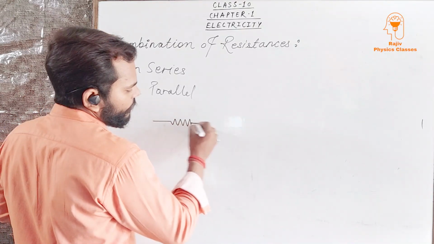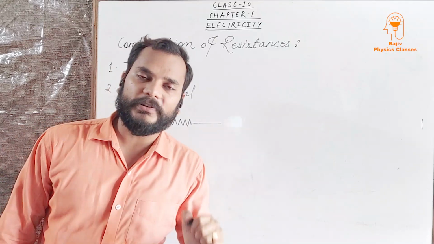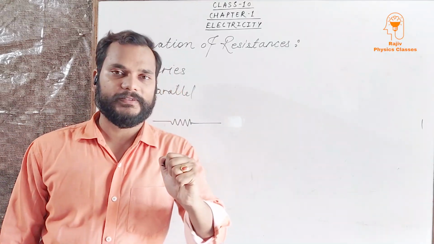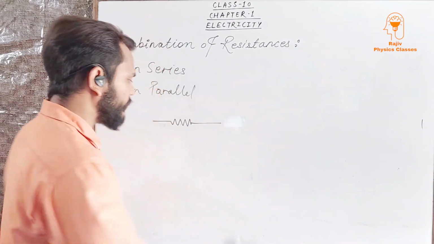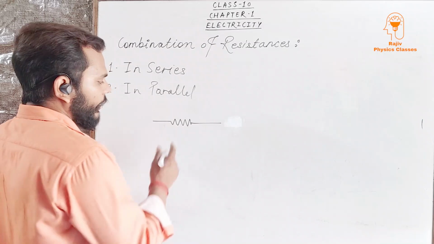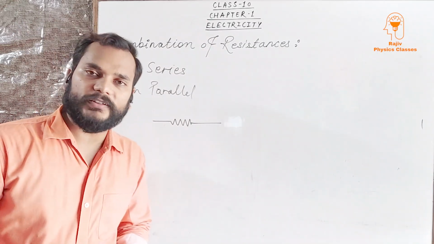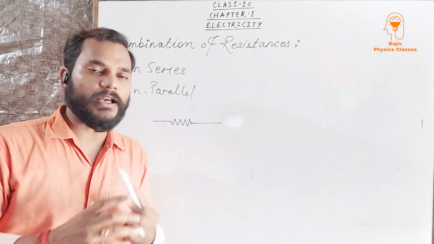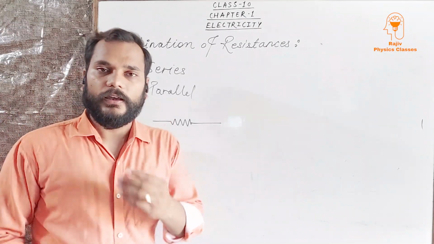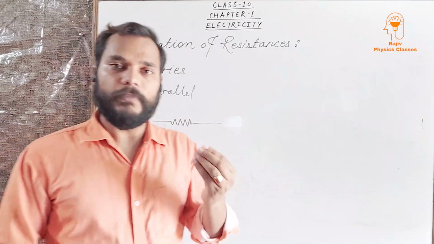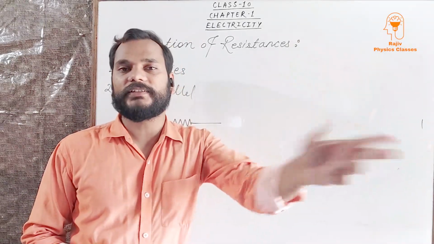Now, what is this? This is the symbolic representation of resistance. We have studied some of the symbols for the electrical circuit diagram. So this is the symbol of resistance. If I want to connect two or more resistances in such a way that the combined resistance value is maximum, then we must connect the two or more resistances in series only.